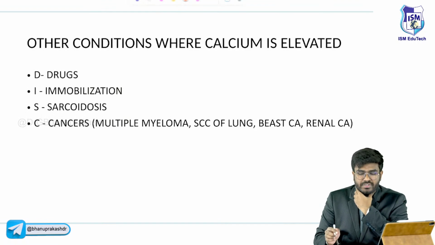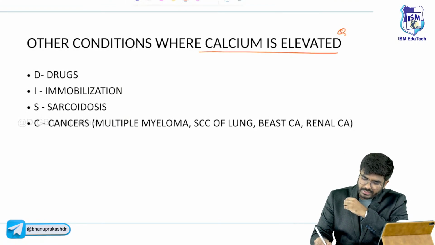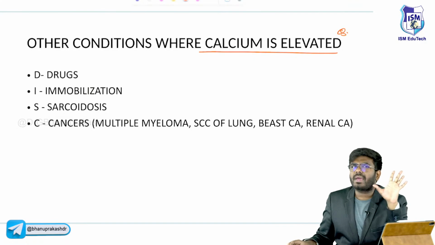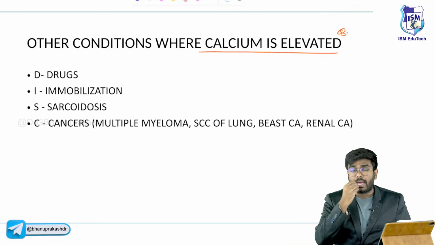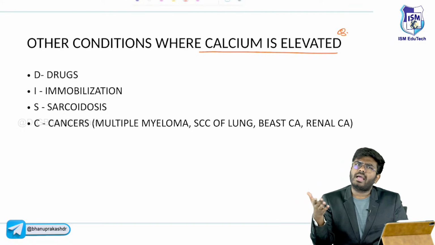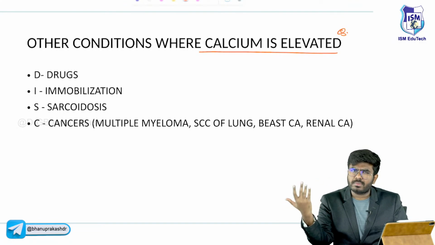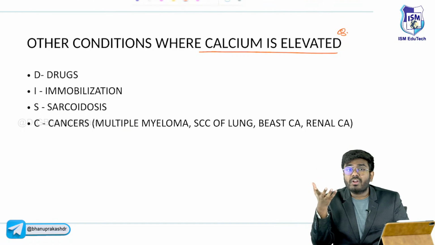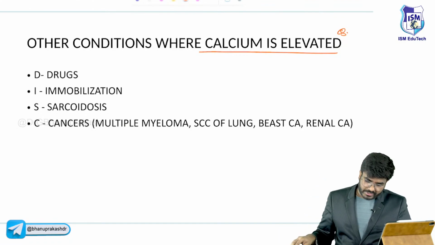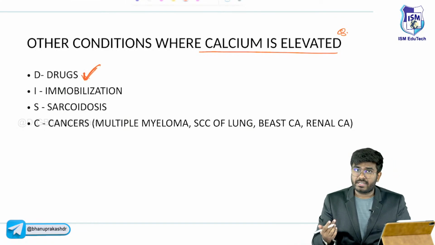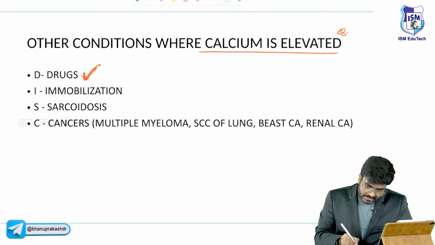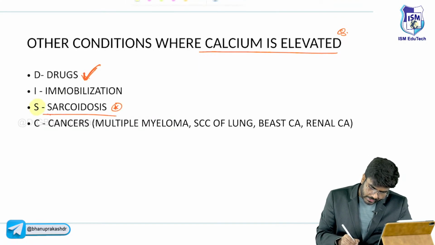Now, as an integration, what are the other conditions in which the serum calcium levels are elevated? Primary hyperparathyroidism, because of parathyroid adenoma or parathyroid hyperplasia, gives high parathyroid hormone and high calcium. But what are the other conditions? Certain drugs can increase blood calcium levels. Thiazide diuretics increase the blood calcium levels. Sarcoidosis is very important.